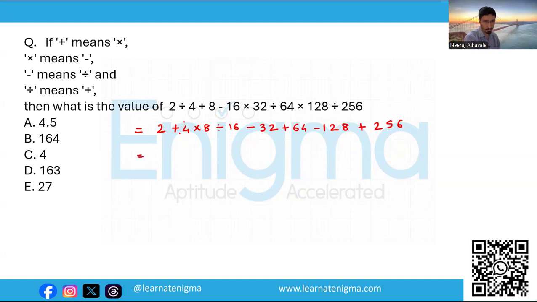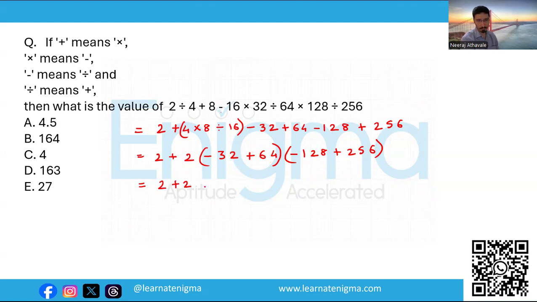Okay. So here we have multiplication and division. We'll have to do that part first. So 4 8s are 32. 32 divided by 16, that is 2. So 2 plus 2 minus 32 plus 64 minus 128 plus 256. Okay. Now I will group these because I know that 32 twos are 64 and 128 twos are 256. So it is easy to calculate.